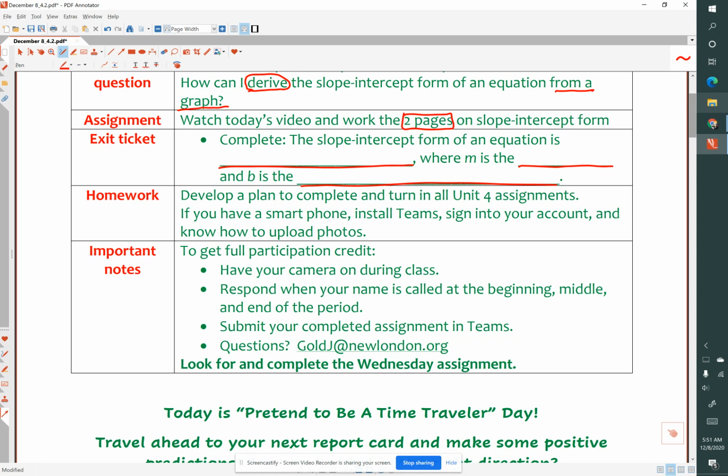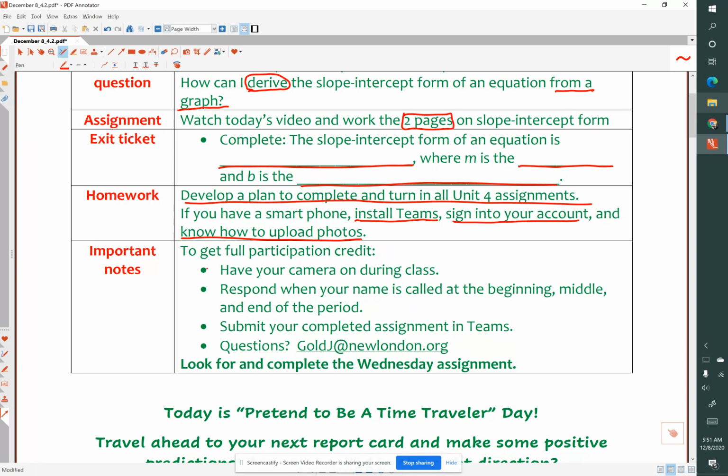But here's what I want you to do. I want you to develop a plan to complete and turn in all of your Unit 4 assignments. Also, if you have a smartphone, I'd like you to install Teams and then sign into your account and learn how to upload photos. I've been told by students and shown by students how absolutely easy and seamless it is for the way I've run this math class. So just a way to save you time. So if you have a smartphone and you're so inclined, I'd like you to try that.